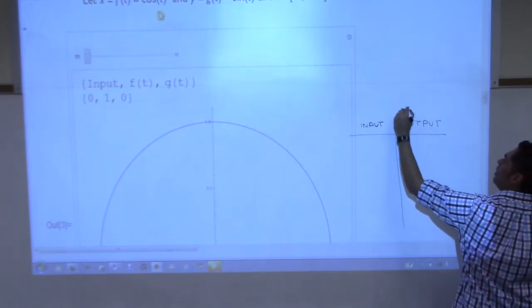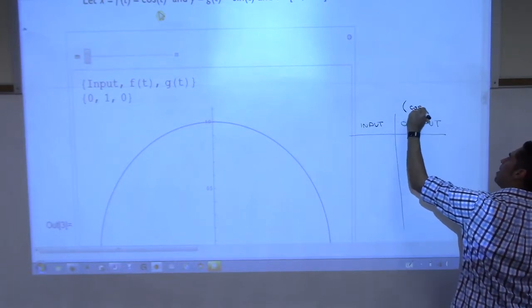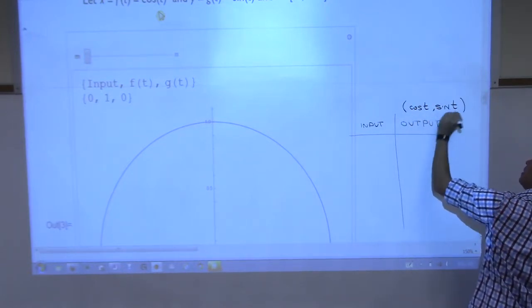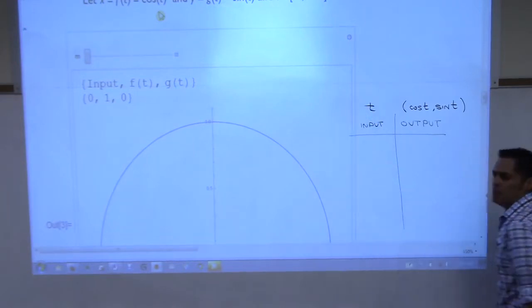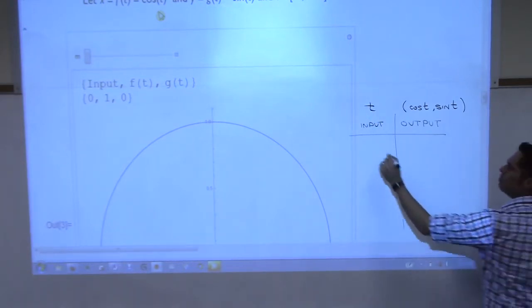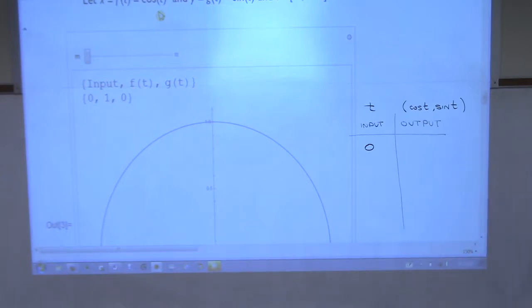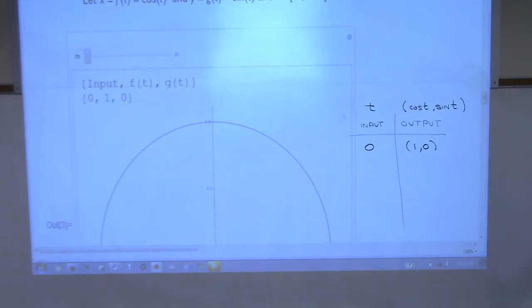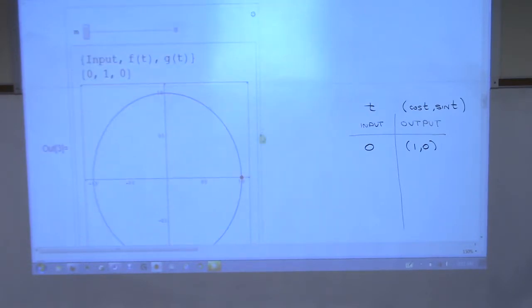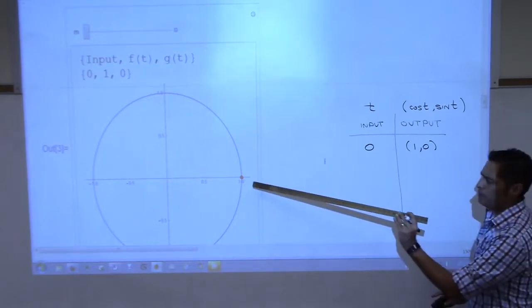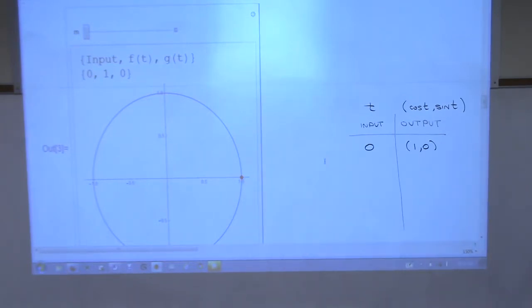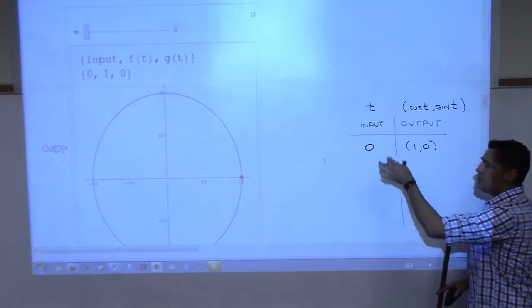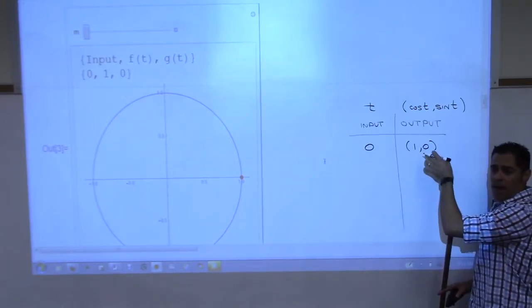Remember, the output is a point. It's cosine t, sine t, and the input is t. So what would happen if I plug in 0 for t? Where would I be? You get 1 with cosine, and I get 1, 0, and that's a point, 1, 0. On my circle, that's 0 or 2 pi. That's where I'd be, this red dot. Make sense? So do you see this major difference? Instead of x, y, number, we have number, point.